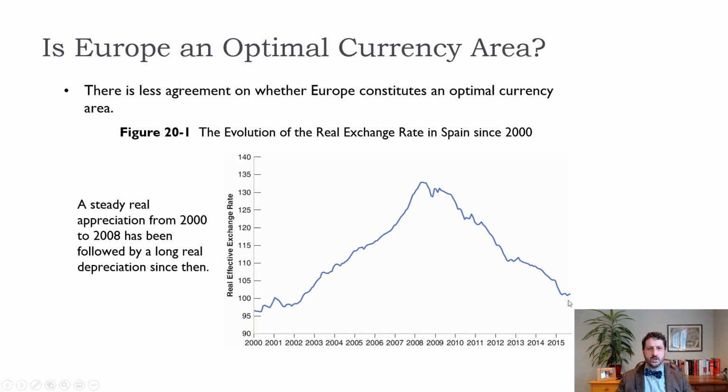And we know that even this depreciation has not really been enough to get Spain back on its feet. Even by 2015, Spain still had an unemployment rate of around 20%. And so it's not clear that a European central bank in Frankfurt, Germany, can provide the right monetary policy for the entire Eurozone. And I think that's been the real question.